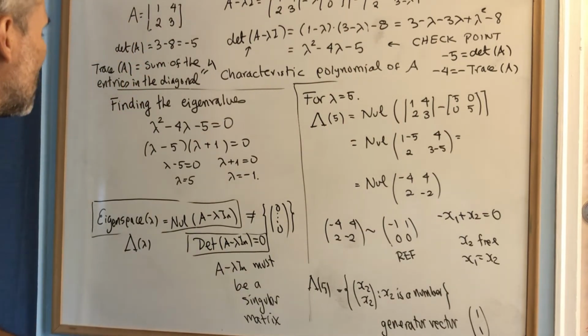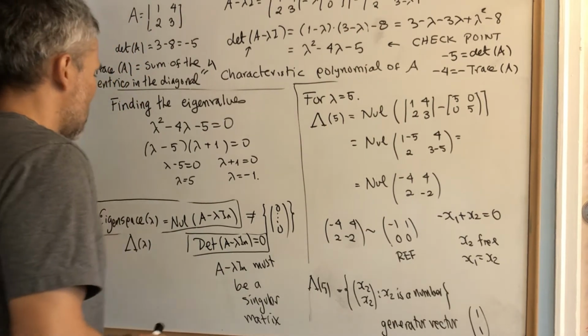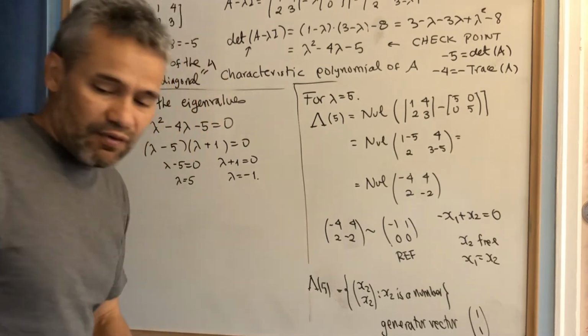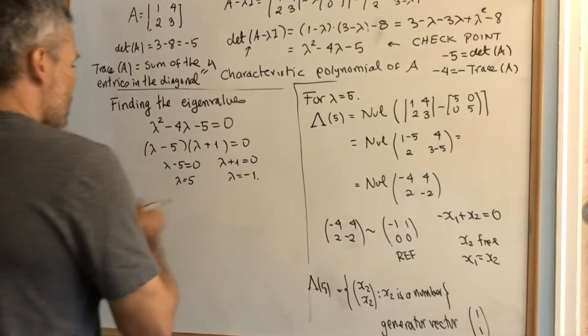Let's compute the other eigenspace. Now we say for lambda equal negative 1.